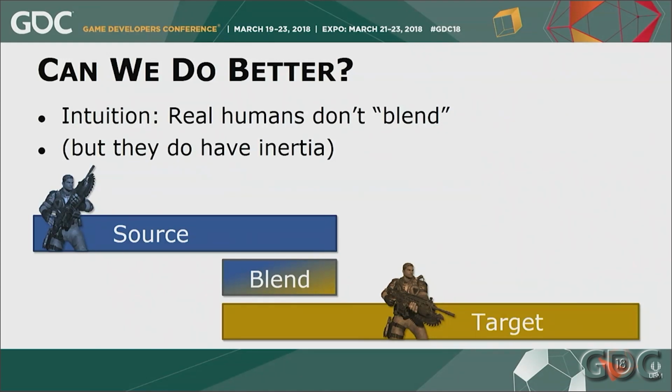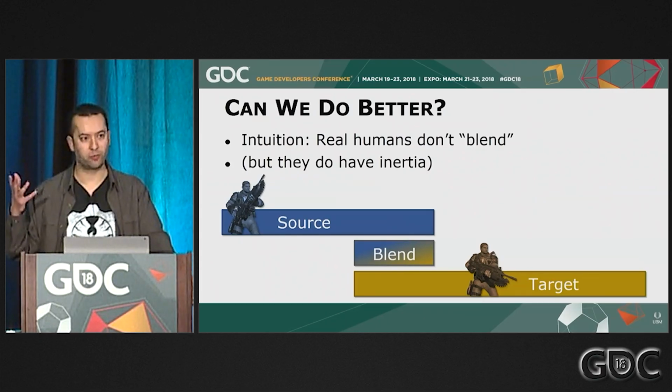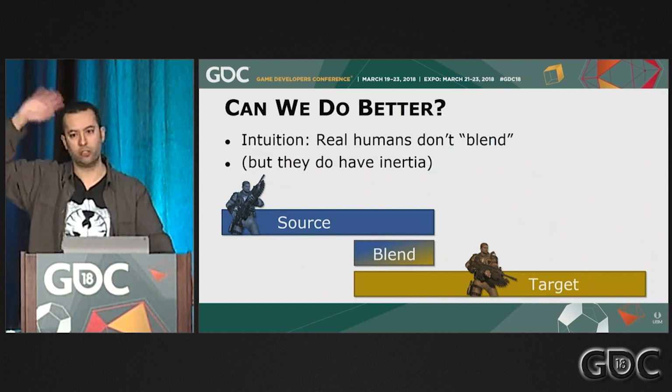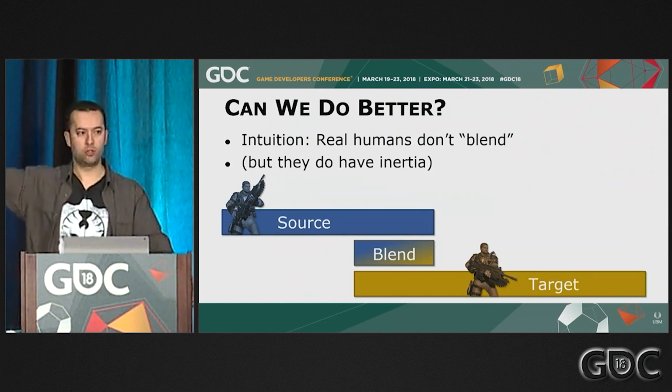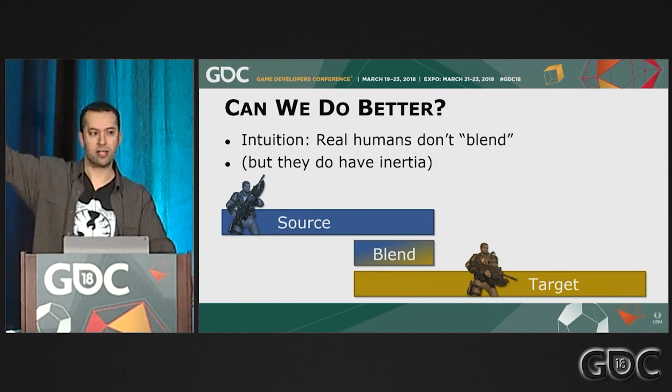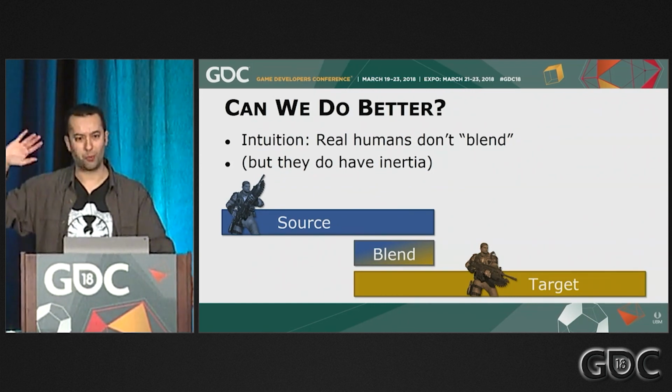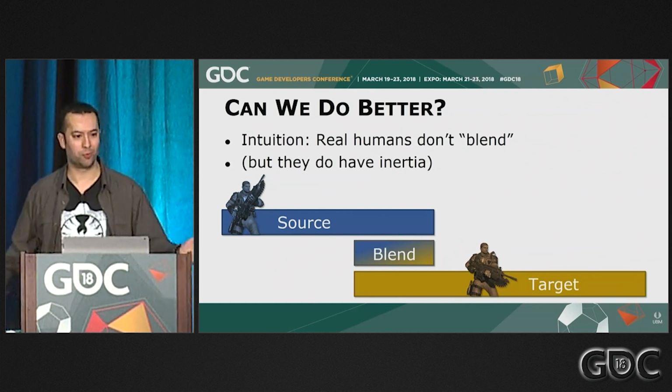So real humans don't crossfade, but they do have inertia. An easy way of picturing that is imagine that I'm waving to you and I want to go from this waving state to just having my arm down. If I do a crossfade blend, then as I'm waving and I do this transition, the wave kind of bleeds into the going down. And real people don't do that, right?